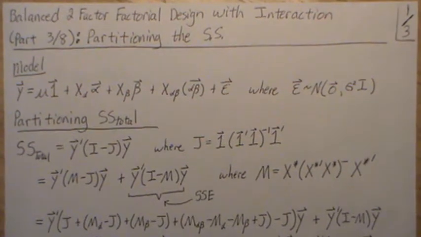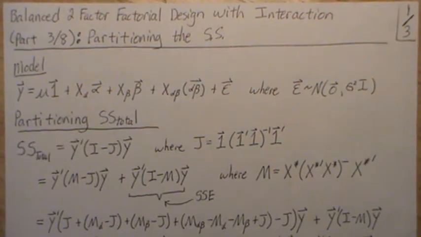Hello, this is the next video in a playlist that I'm calling General Linear Models, Design of Experiments. And this is part 3 of an 8-part little mini-series on two-factor factorial design with interaction. And here we're going to look at partitioning the total sum of squares and then derive some of the scalar formulas for the expected values and the sum of squares.